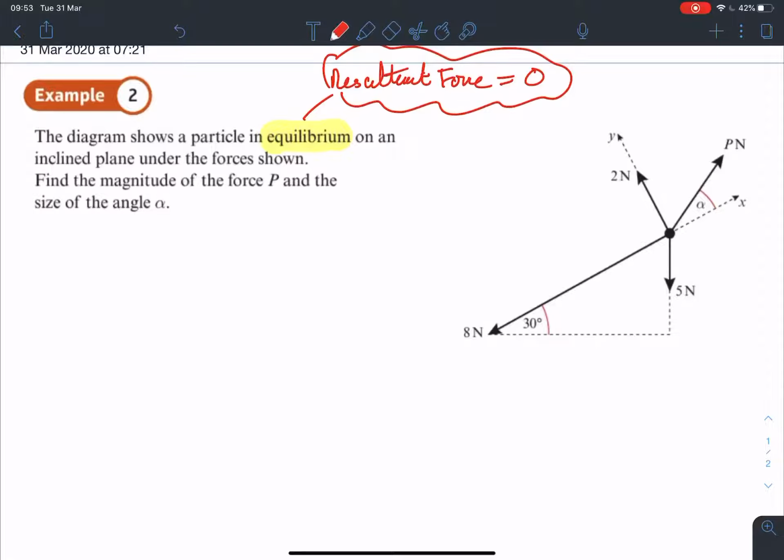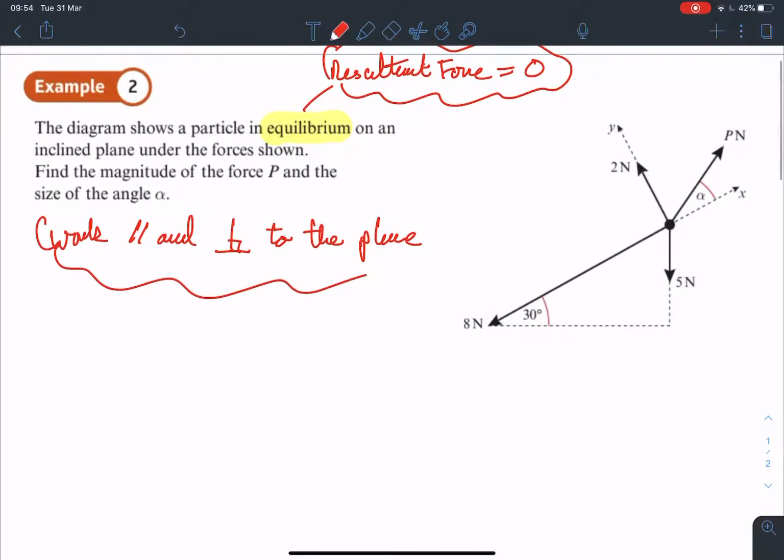Well, we know that the standard directions to work in are what? Can you remember? William, have you got that? Yeah. Parallel and perpendicular to the plane. Work parallel and perpendicular to the plane. Now, often the plane is horizontal, so it would be horizontal and vertical, but here it isn't.